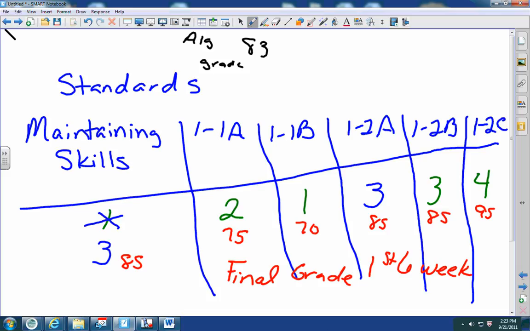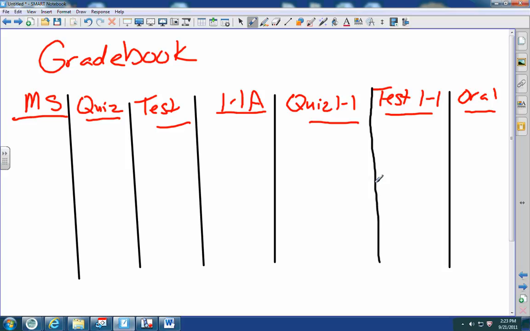Now, to be able to read this in the gradebook, because there's going to be lots of other information and grades in there, here would be an example of what you would see. This is maintaining skills. I think right now in my gradebook it just says A1, but it's maintaining skills. And you'll see a test here. Now what you're going to see in these, let's see if I can come up here, these standards will be labeled under an assessment. Okay, so this is assessment.